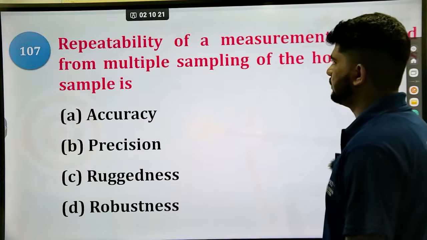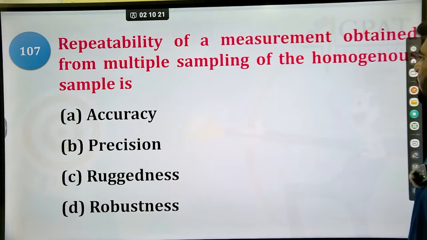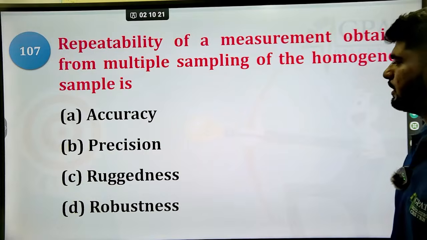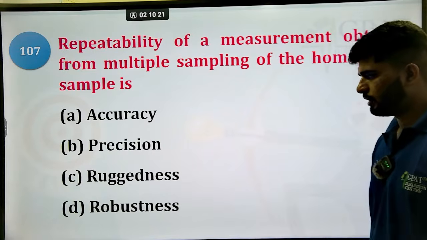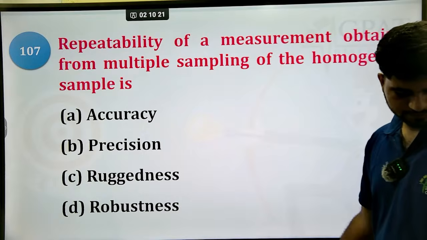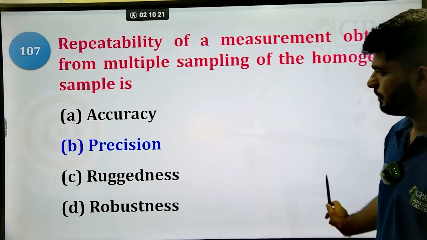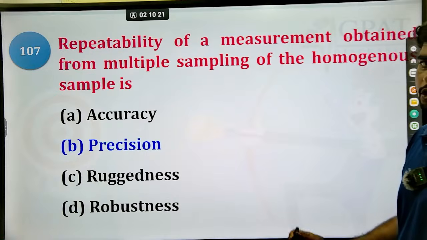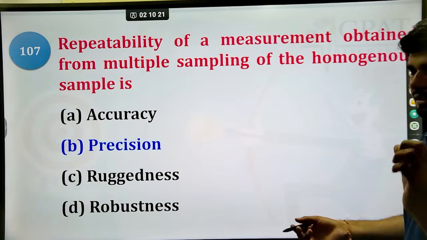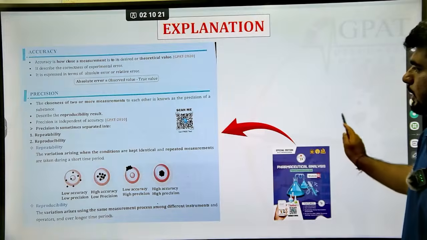Okay. Repeatability of a measurement obtained from multiple sampling of the homogeneous sample is what? Accuracy, precision, ruggedness or robustness. That is your precision, guys. That you are doing from the number of samples, then it is your precision.